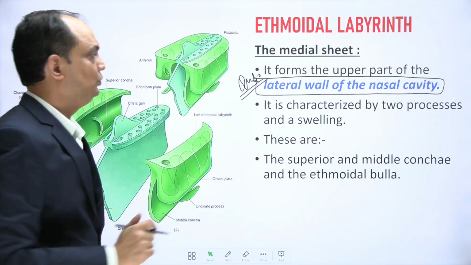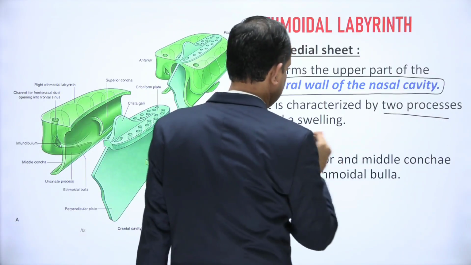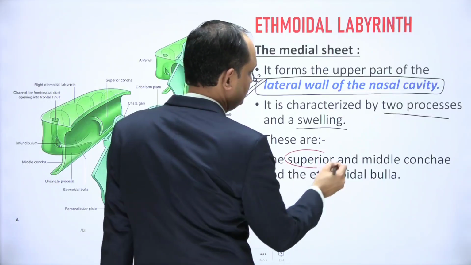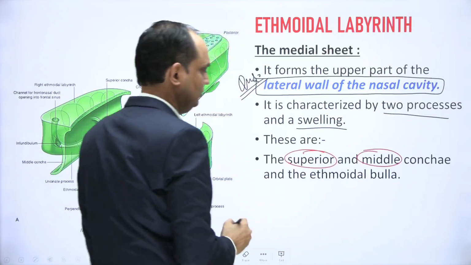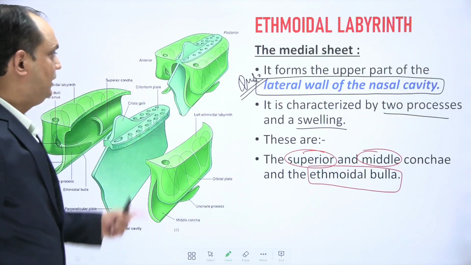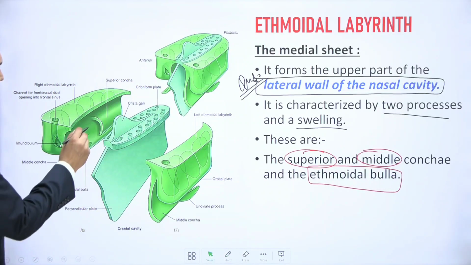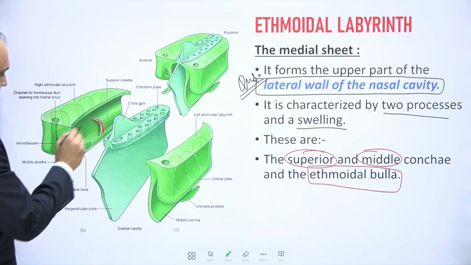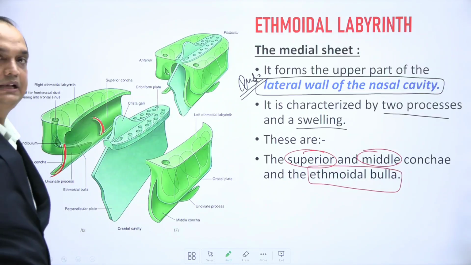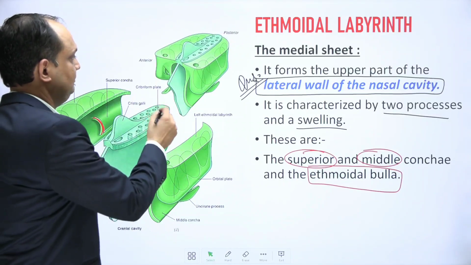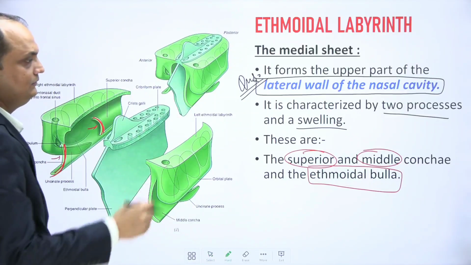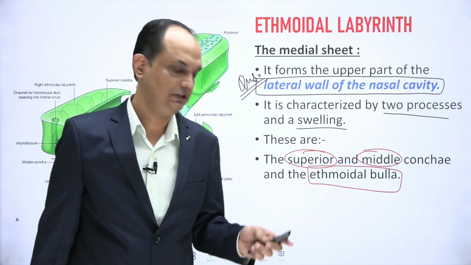It is characterized by two processes and a swelling. Now what are these two processes? The processes are nothing but projections, which are known as superior and middle nasal conchae, and the swelling is known as the ethmoidal bulla. Now in this diagram you can see this is one projection, this is another projection. These projections are known as nasal conchae, and below the conchae there is a gap which is known as meatus, and there is a swelling present known as the ethmoidal bulla.